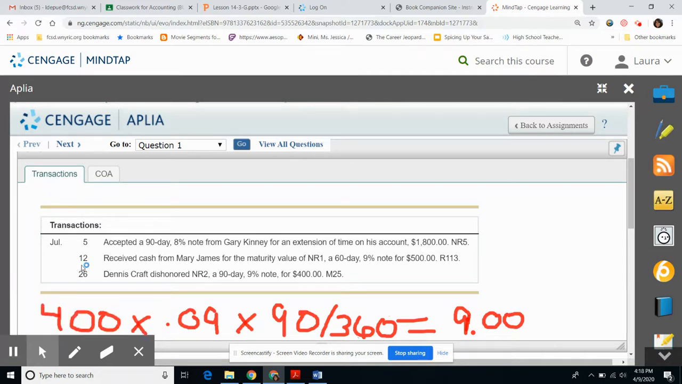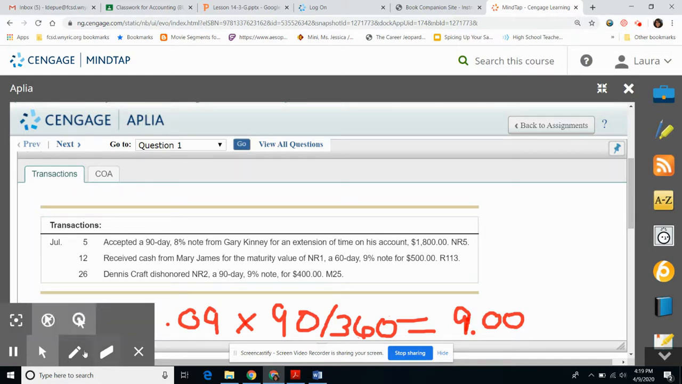Third transaction for July is on the 26th. Dennis Kraft dishonored NR2, a 90-day 9% note for $400. So when we dishonor, it's a note that is not paid when it is due. So it is considered dishonored.